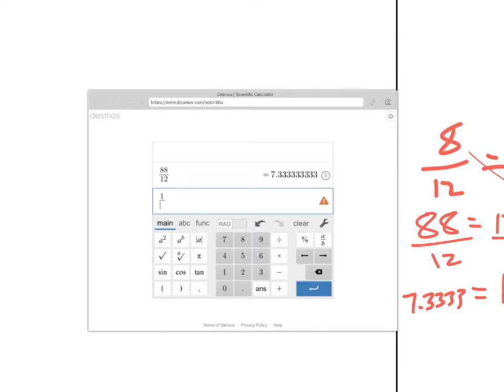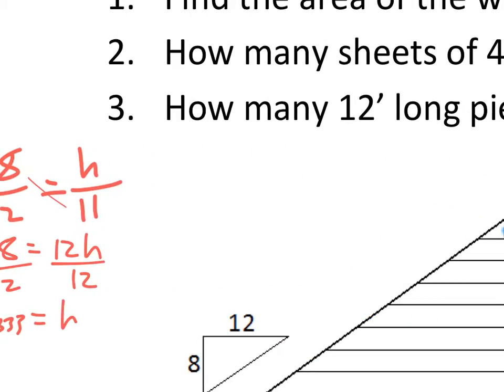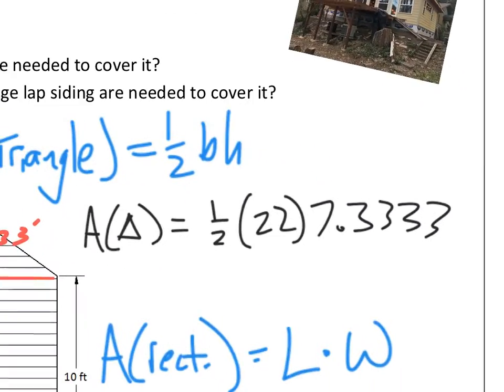We have 1/2 times 22 is the base, times that 7.333. I'm going to put answer, that brings that down in there, gives you the last answer. And we get, there you go, 80.6 repeating. So that's 80.66, and we got to round off at some point.